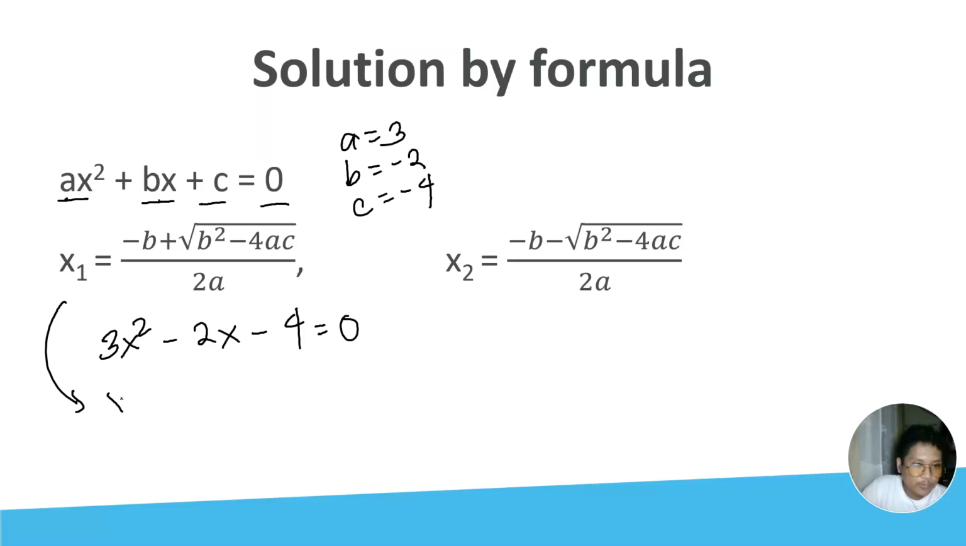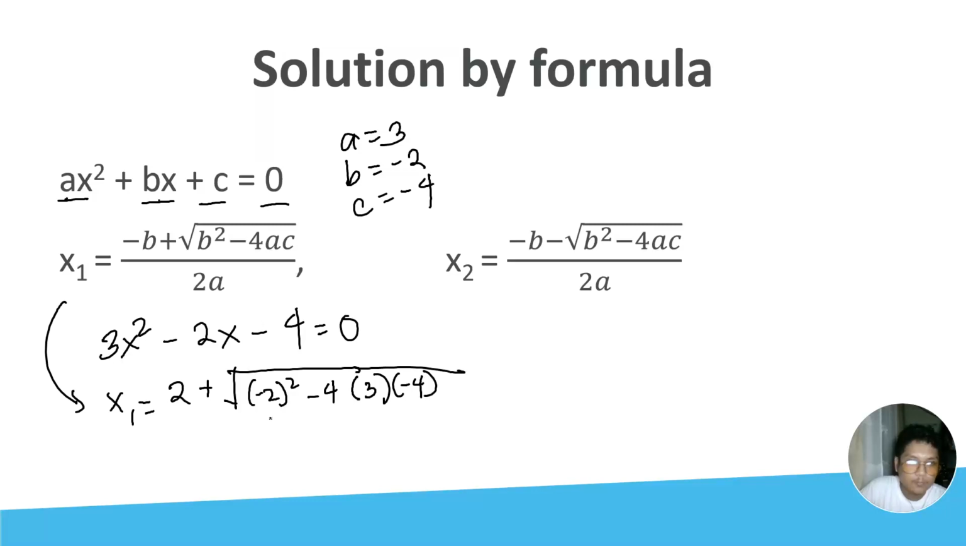So for x of 1, magiging positive 2 na siya plus the square root of b squared, okay, negative 2 squared minus 4ac, 3 times negative 4, divided by 2 times 3.